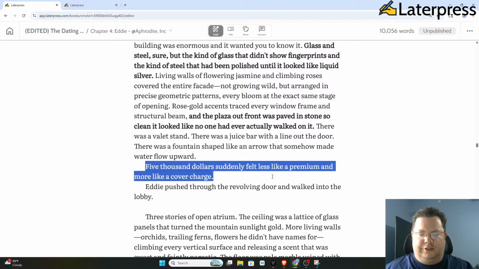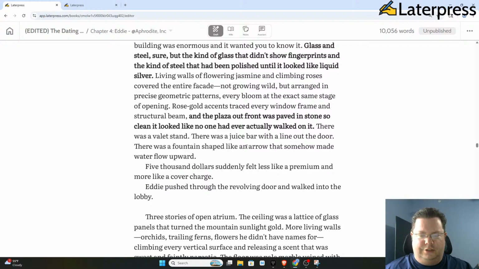$5,000 suddenly felt less like a premium and more like a cover charge.